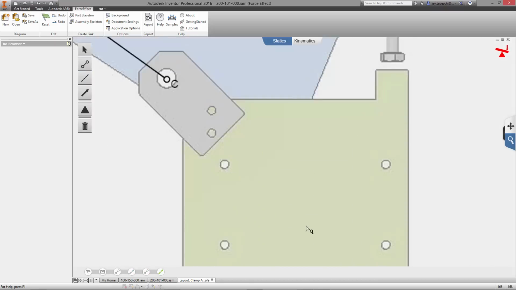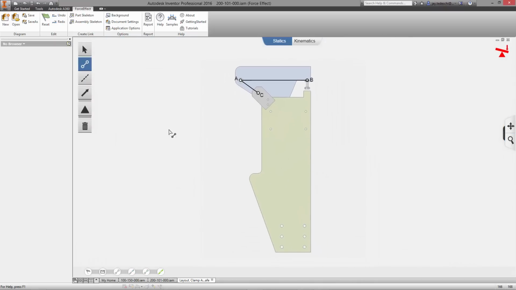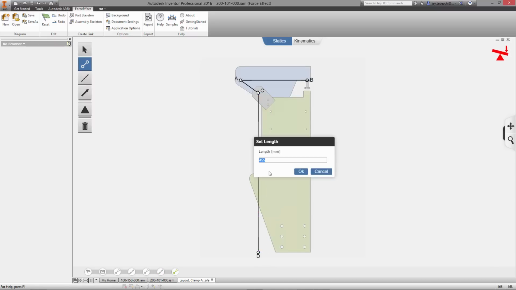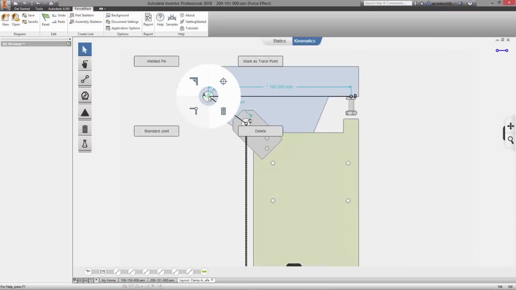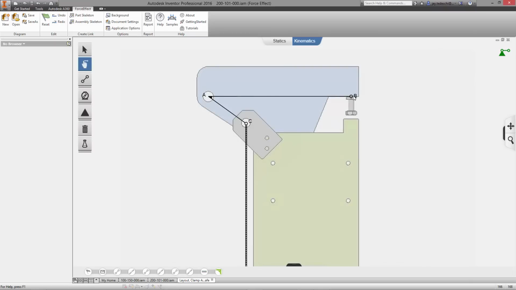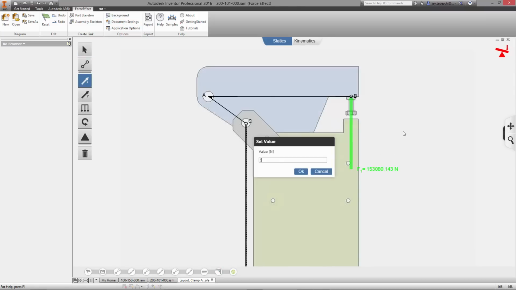Autodesk ForceEffect and ForceEffect Motion provide engineering calculations at any point in your design process. These tools can be accessed on your mobile device, on the web, and now for the first time directly inside of Autodesk Inventor. ForceEffect allows you to quickly create free body diagrams to understand the conceptual performance of your products.